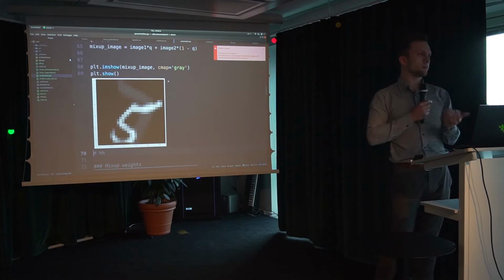Yes. Can you scroll up again and show the code that did this? Yeah, this is just two images and I weigh them together. There's a 5 and there's something else. It's a 7. Both are augmented, so it looks different each time, right?